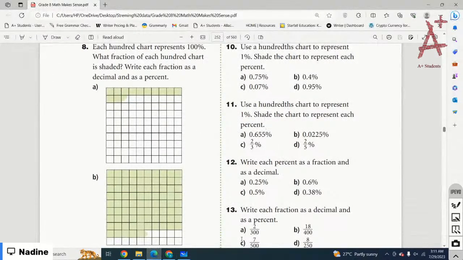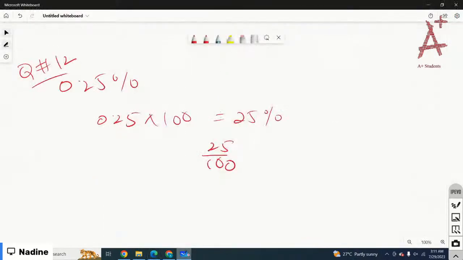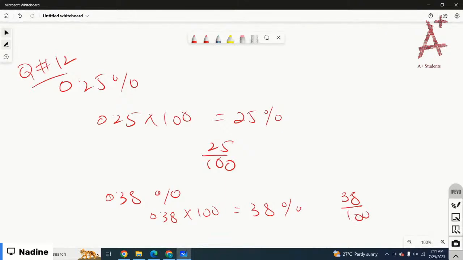The next one is 0.38%. 0.38% means you have to do 0.38 times 100, so that equals 38%. And when you write it in the fractional part, it would be 38 over 100. Got it?